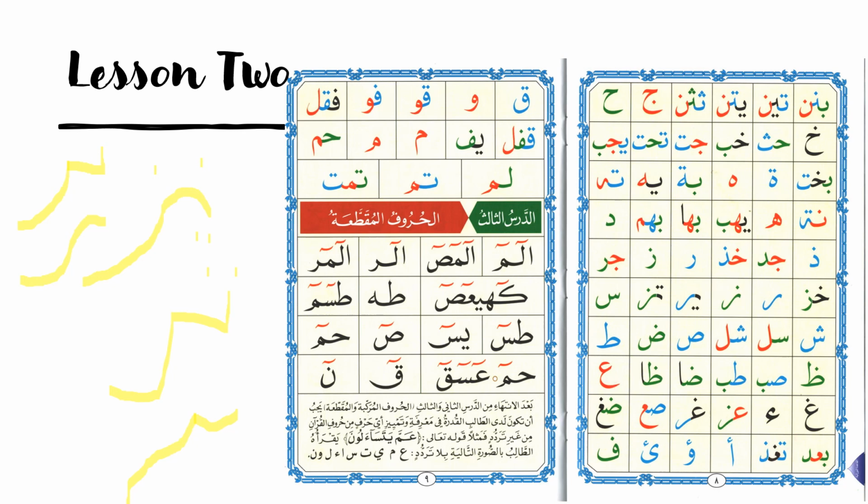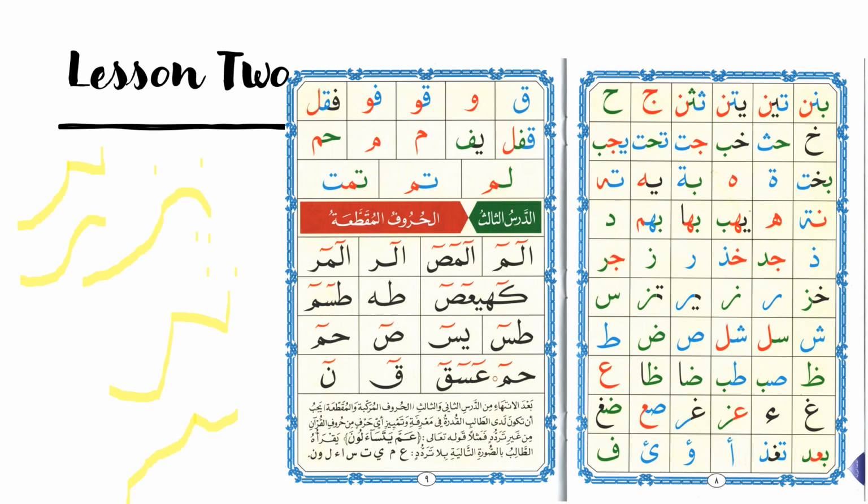Now, ayn, ghayn. This is how it looks at the end. In the beginning, it looks like this. Hamza, ayn, zayn, ghayn, ra.